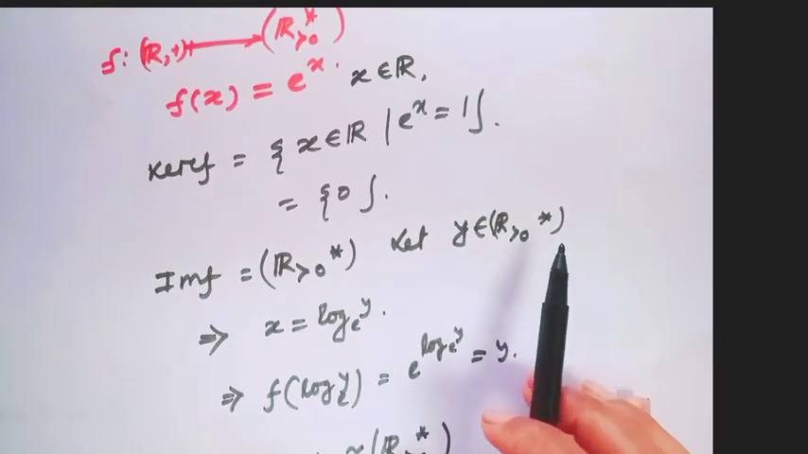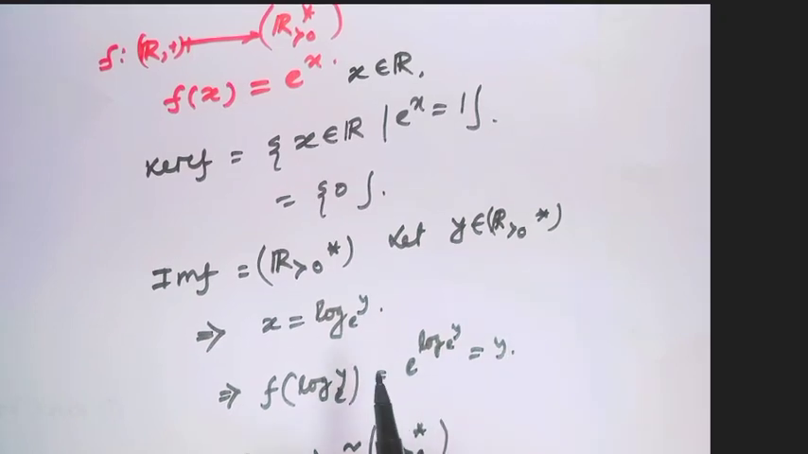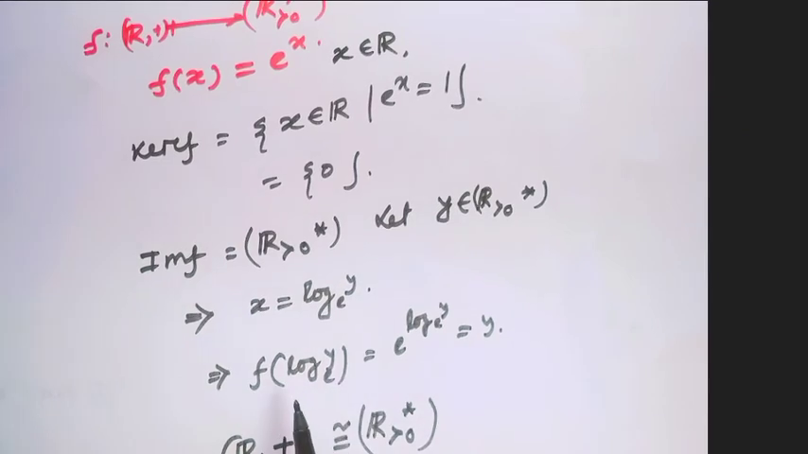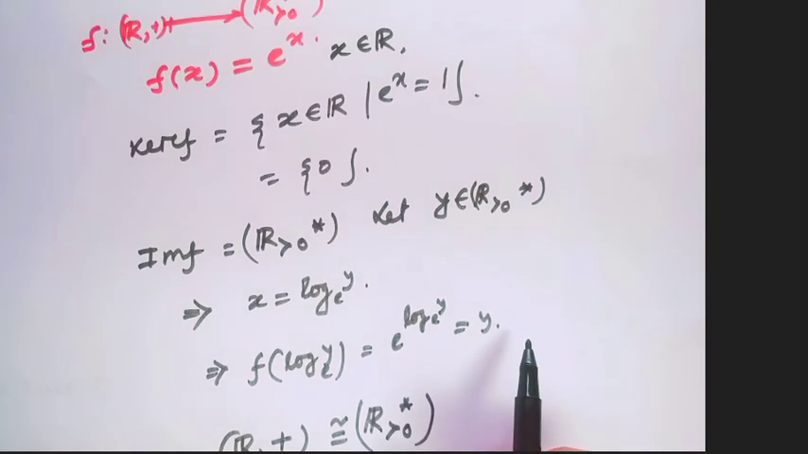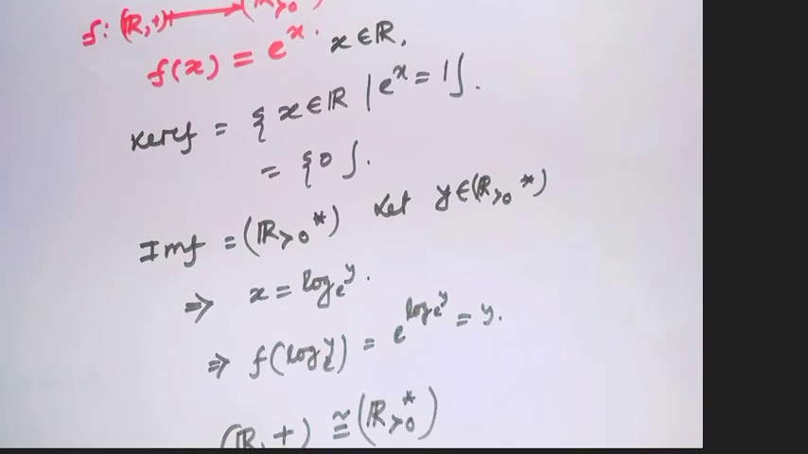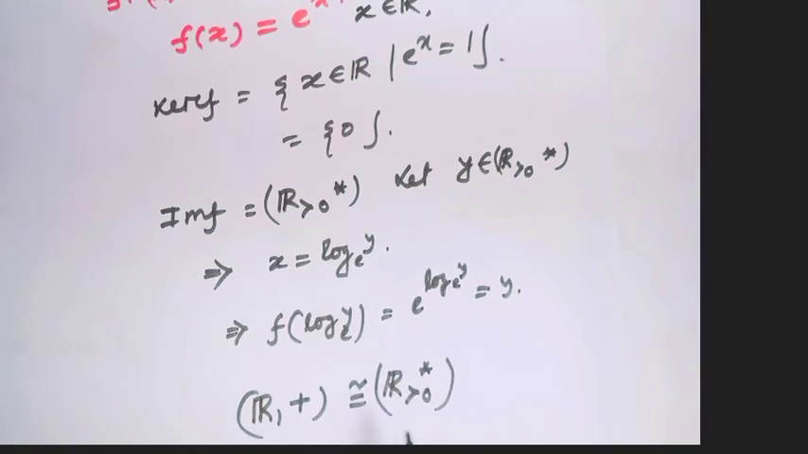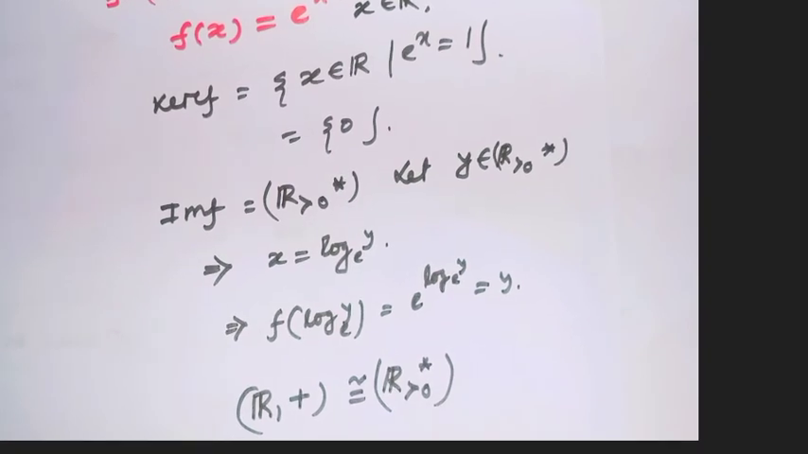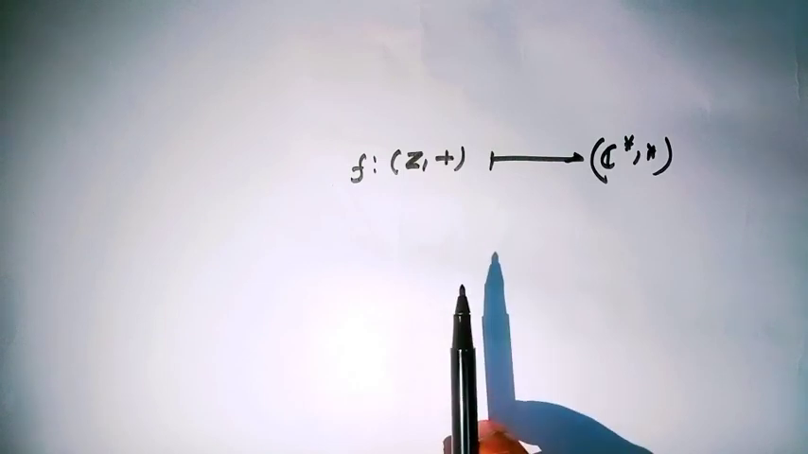Let's consider y to be an arbitrary element of the set of positive real numbers under multiplication. Then x would be log base e of y. What would be f of log base e of y? This is e to the power log base e of y, which is equal to y. That means this mapping is always onto. So by the first isomorphism theorem, we can tell R under addition is isomorphic to the set of all positive real numbers under multiplication. Okay, well, let's notice another example.